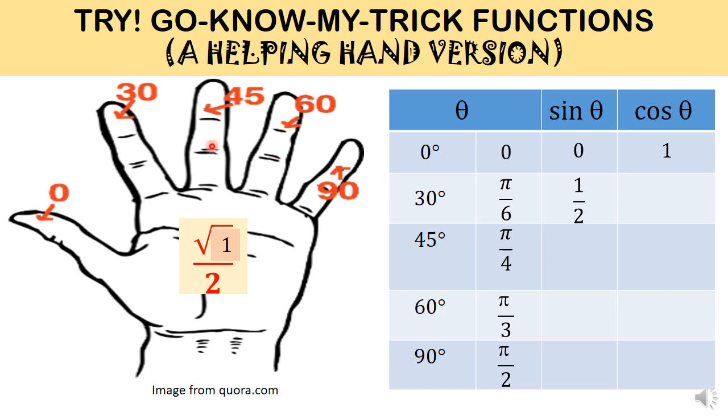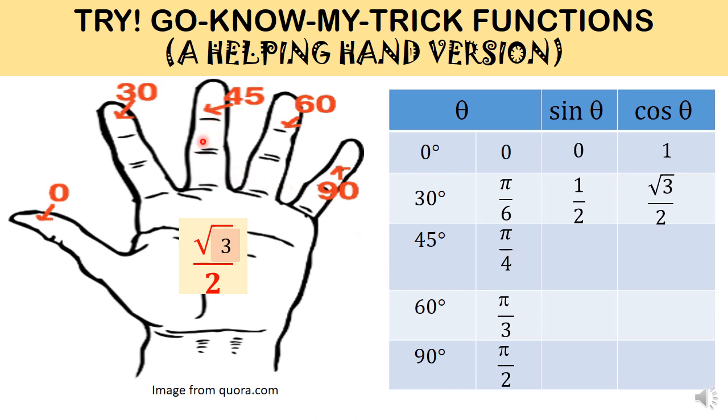Okay? At ilan naman yung fingers na nasa right ng 30 degrees? There are 3. So, we're going to replace this by 3. Ayun siya. So, that gives us square root of 3 over 2. Okay. Ayun lang yun. So, pag 45 degrees, this time we're going to fold our middle finger.